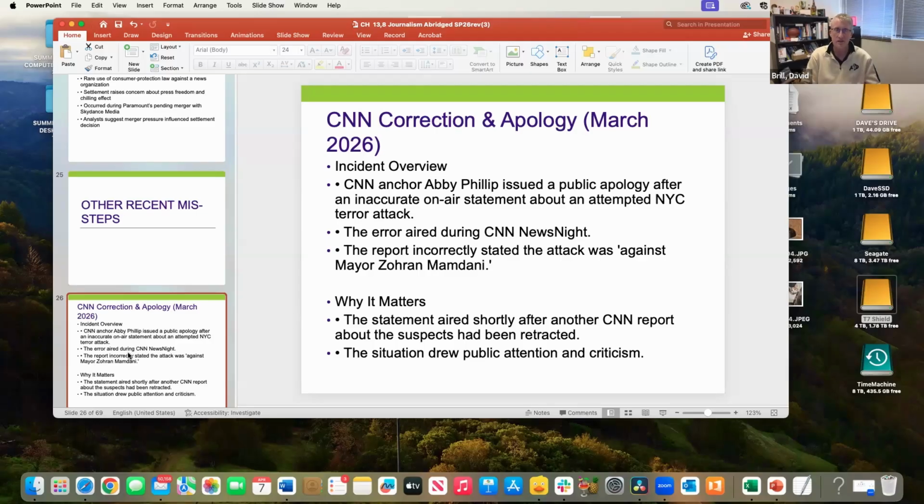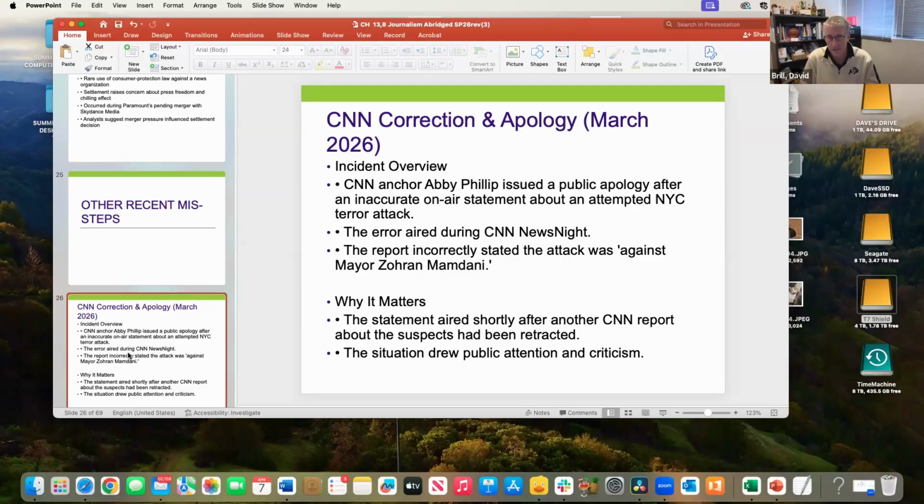But if you had watched CNN anchor Abby Phillip report on it, she seemed to imply that they were there to throw it at the mayor, that the mayor was the target, when that was not the case. And I think it's been proven emphatically that was not the case. The error aired during CNN Newsnight. The report incorrectly stated the attack was against Mayor Zohran Mamdani. Why it matters: the statement aired shortly after another CNN report about the suspects had been retracted.